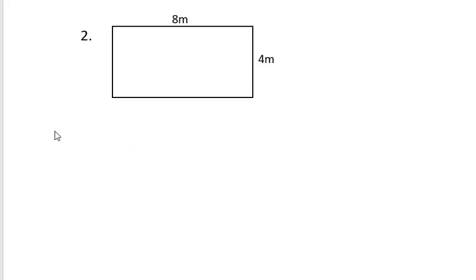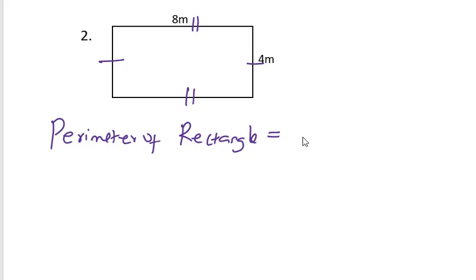Okay, for example 2, let's solve for the perimeter. You know the sides are equal and this side is equal, so we don't need to do that again. You already know that. So we'll have that perimeter of rectangle is equal to, I don't want to just add them, I want to use the formula now, 2(L + B).